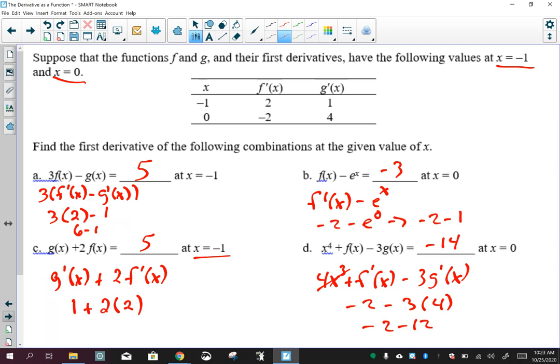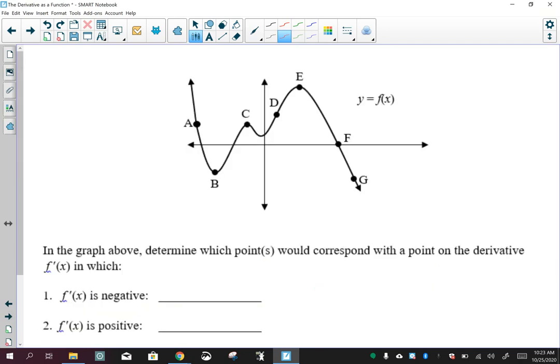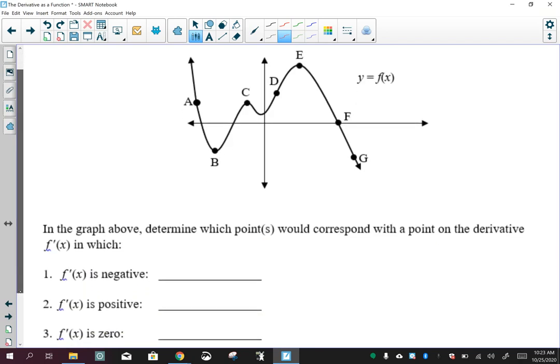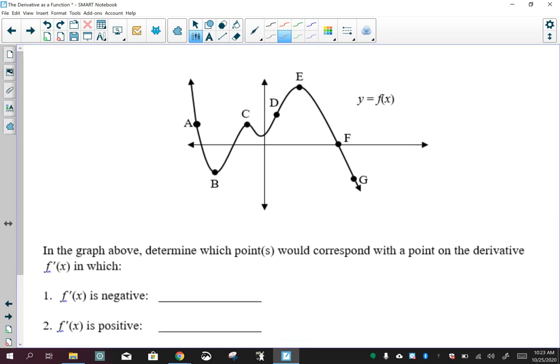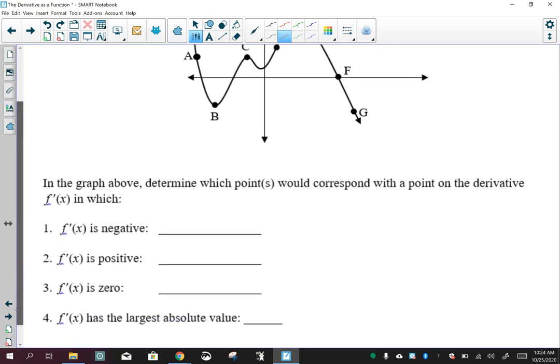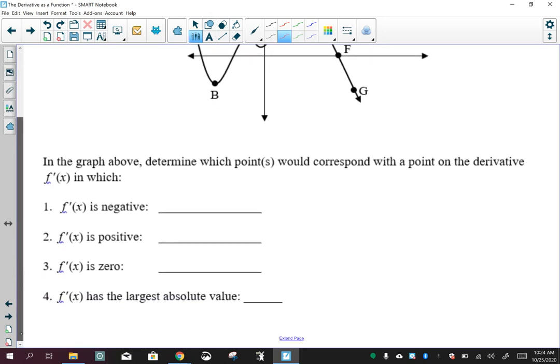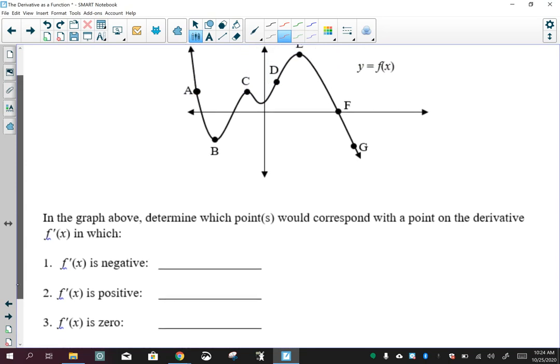All right. Last part. Now we're going to be looking at a graph here. So in the graph above, determine which points will correspond to the derivative f prime of x in which f prime of x is negative, f prime of x is positive, f prime of x is 0, and f prime of x has the largest absolute value.